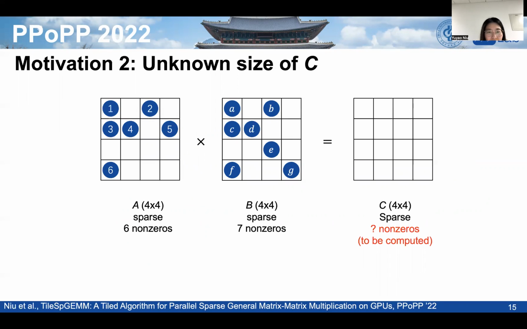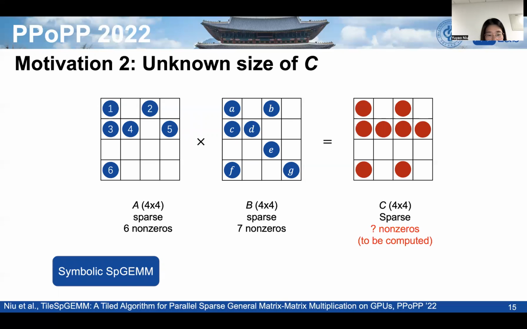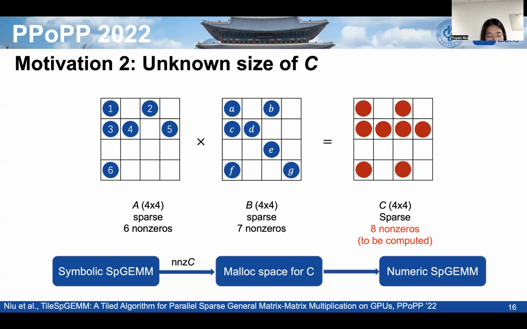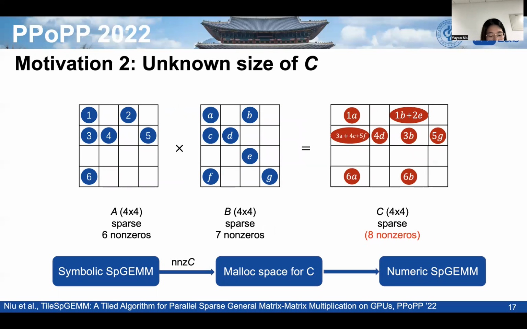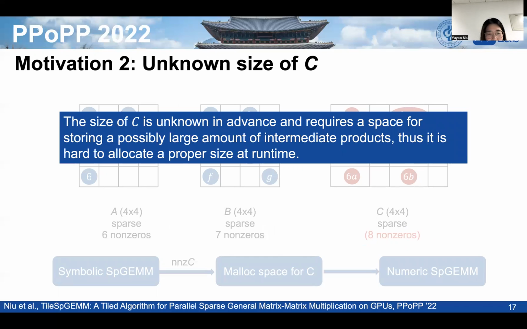As we mentioned before, the resulting matrix C is sparse and its size is unknown. That means that when we want to calculate C, we first have to do a symbolic SpGEMM to obtain the number of non-zeros. After allocating the space for C, we can then perform the numeric SpGEMM to get the final result. During the process, we have to perform SpGEMM twice, and we require space for a large amount of intermediate products. So it is hard to allocate a proper size at runtime.